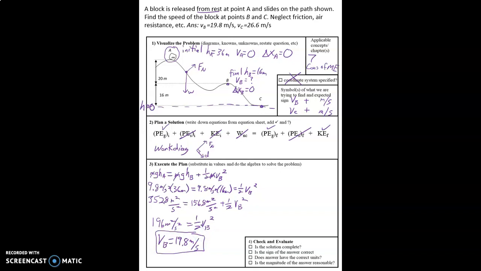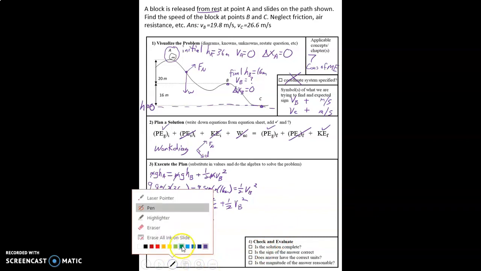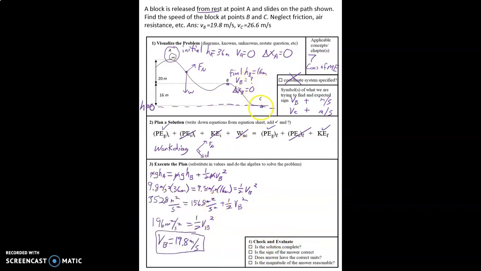All right, and that is the answer that we were given, so that's a good sign. Is the solution complete? Let's see. We're supposed to find the speed at points B and C. So no, the solution's not complete. We need to go back. All right, let's look here at point C.